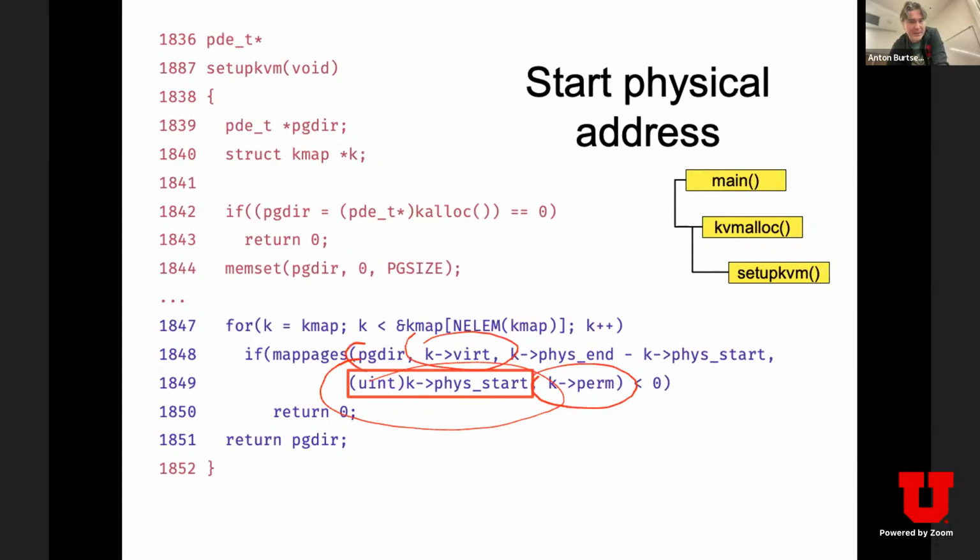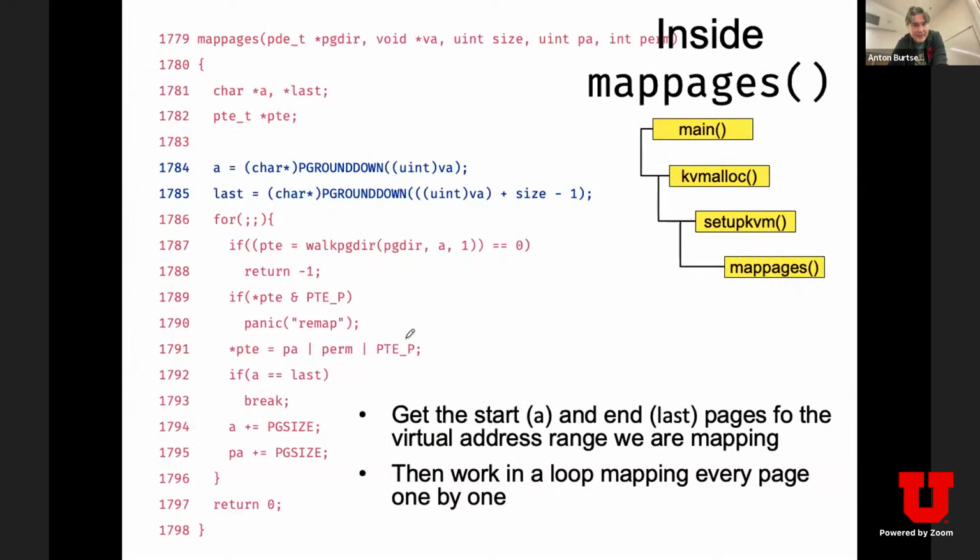They also pass the page table directory, which we allocated right here. So it gets passed here, and this is the root of the page table on which this function operates. And what's inside this function? Again, we're called from main, kvalloc, setupkvm, and this is the function mappages. We have these two arguments, virtual address and virtual address plus size. Again, we round up and round down to make sure that we only map whole pages.